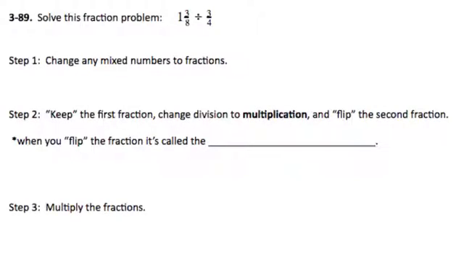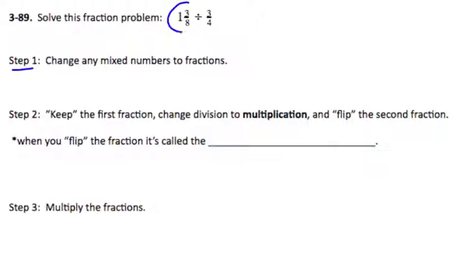For 3-89, we're going to talk about solving fraction problems with division. So if I was to do 1 3/8 divided by 3/4, step 1 is to change any mixed numbers to fractions. We can't leave the whole number with a fraction, so we have to change it to an improper fraction.